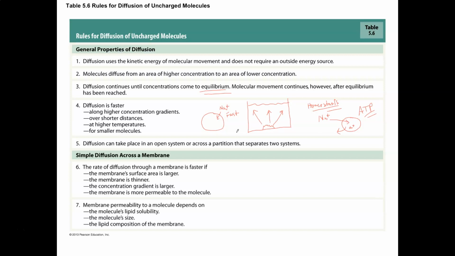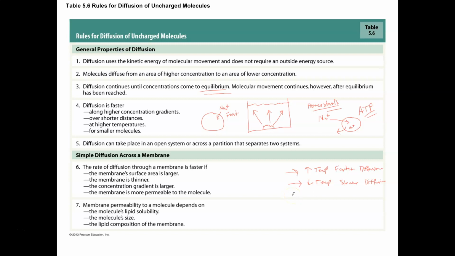Diffusion relies on temperature. So temperature is a factor in diffusion. When you increase temperature, you get faster diffusion. Therefore, if you decrease temperature, then you're going to get slower diffusion. Okay? So keep that in mind when you're thinking about diffusion. Molecules or ions are going to have more kinetic energy when there's higher temperature, and they're going to have less kinetic energy when there's lower temperature. So think about that as a property of diffusion.